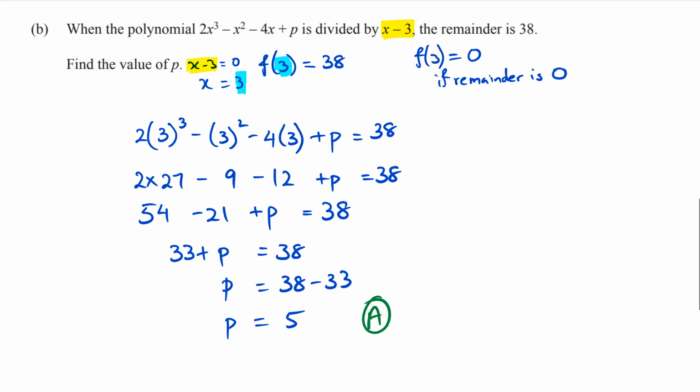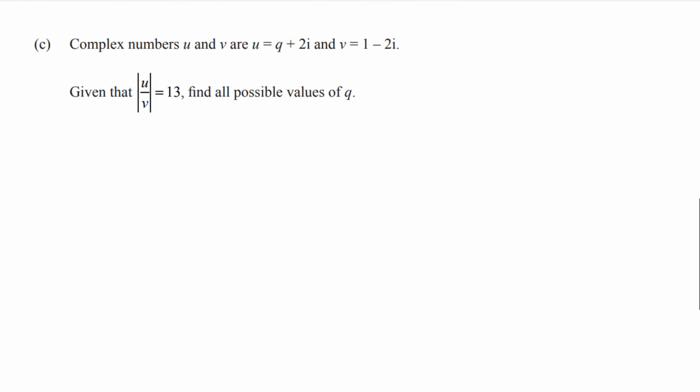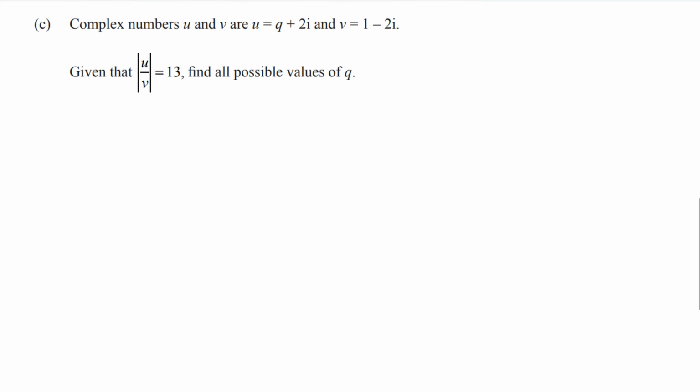Okay, so moving on to question C. With question C, what we have is two complex numbers: u is equal to q plus 2i, and v is equal to 1 minus 2i. Now we've been given that the modulus of u divided by v is 13. Find all the possible values of q.